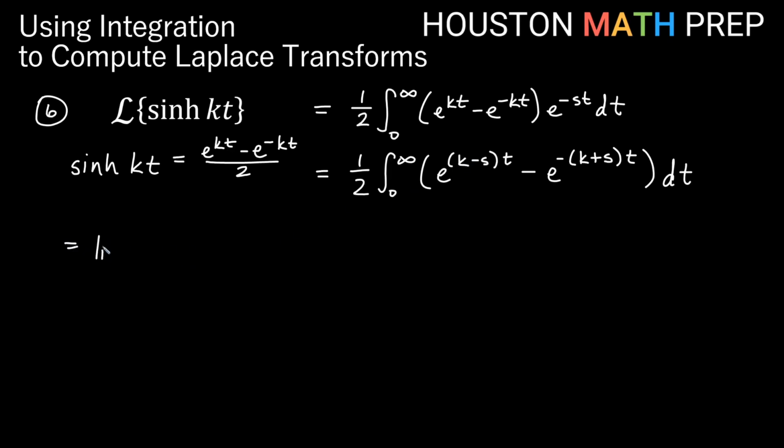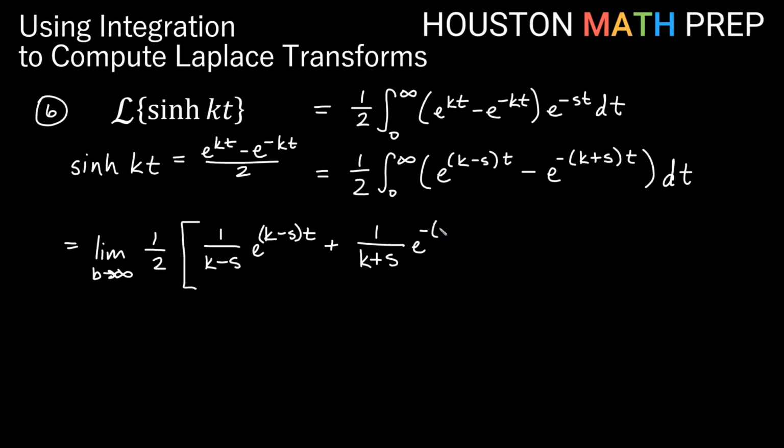So I'll say equals the limit as b approaches infinity. We've got 1/2, and then doing our antiderivative, we'll get 1 over k minus s. The reciprocal of this k minus s comes out. e to the k minus s quantity t. And then integrating this next one, we already have a negative. The reciprocal of negative quantity k plus s is going to come out. So I actually get plus 1 over k plus s, e to the negative quantity k plus s t. And we'll evaluate that from 0 to b.